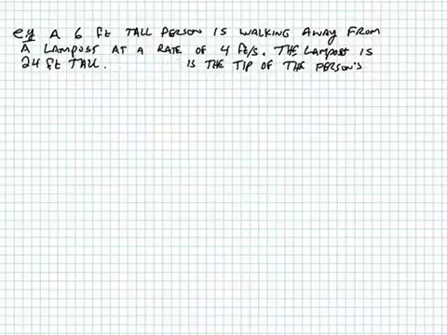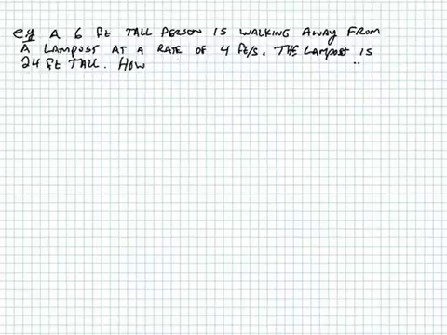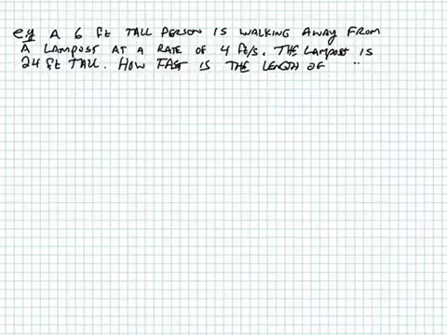And instead of looking at how fast the tip of the shadow is moving, what I want to do instead is another problem, where I am looking at how fast the length of the person's shadow is changing.